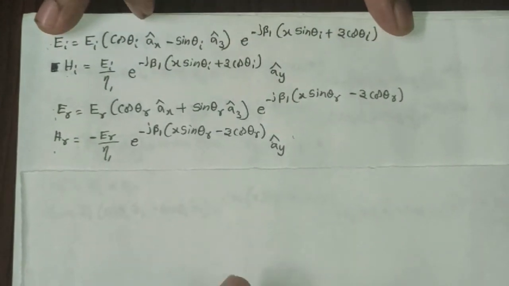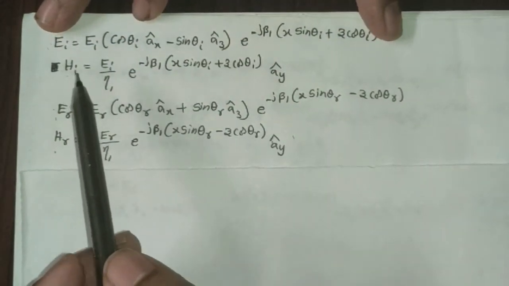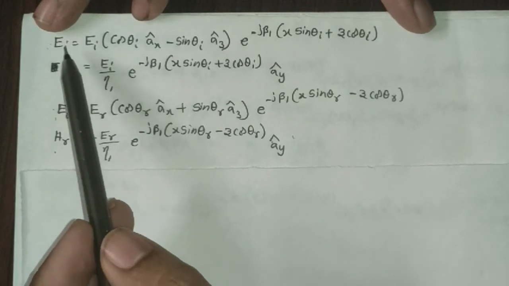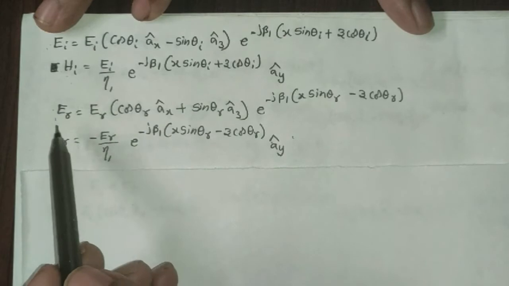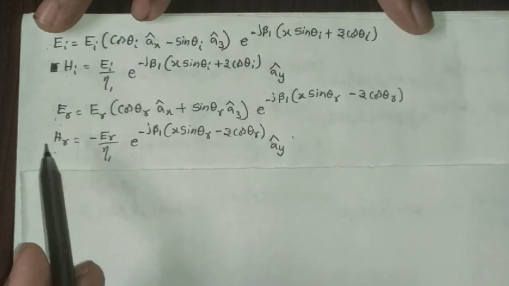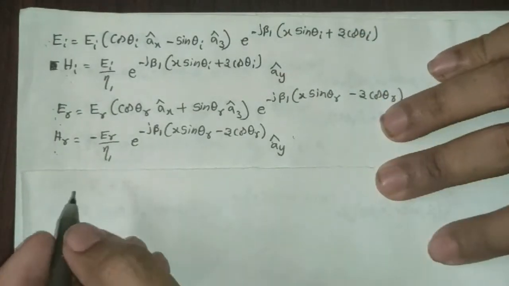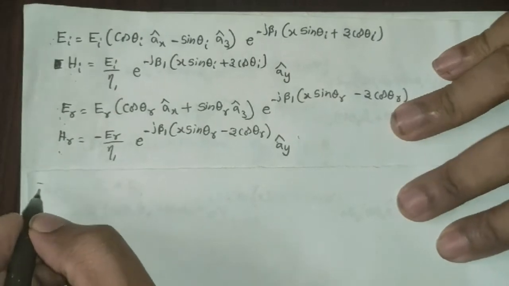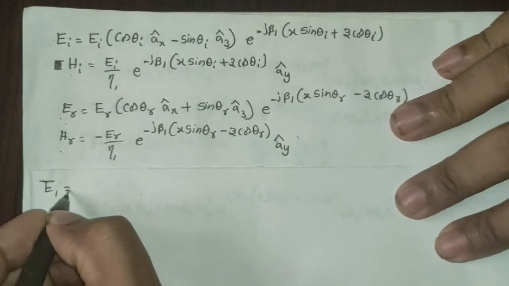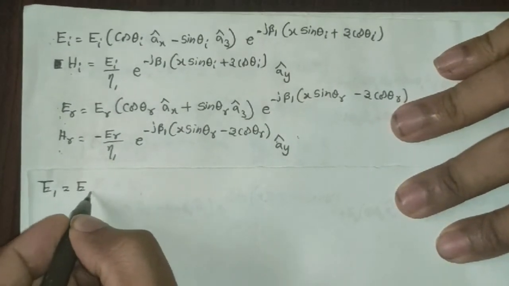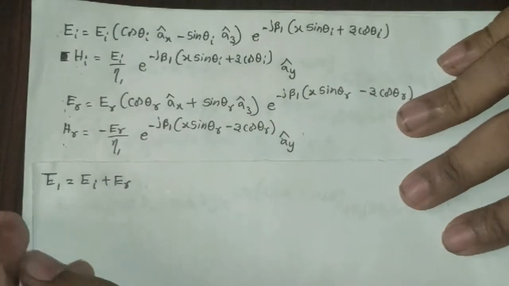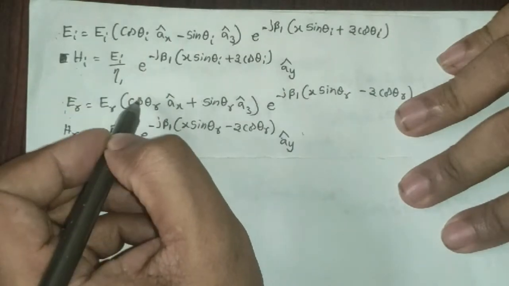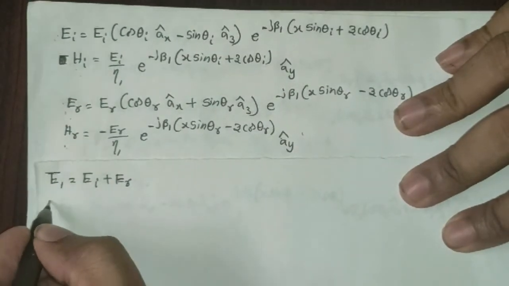Hello. In the previous class, we already obtained the corresponding mathematical equation for the incident electric field as well as the incident magnetic field, reflected electric field as well as the reflected magnetic field. So today we have to bring the corresponding equation for the total electric field, that is given by the sum of the incident electric field plus the reflected electric field. Okay. So now substitute the corresponding terms in the given equation.